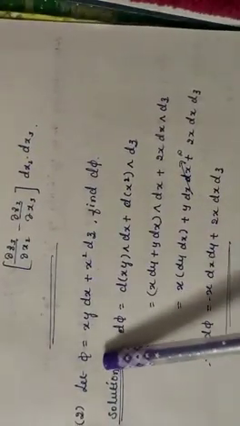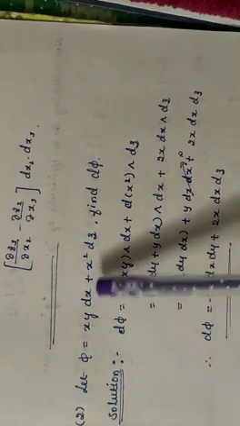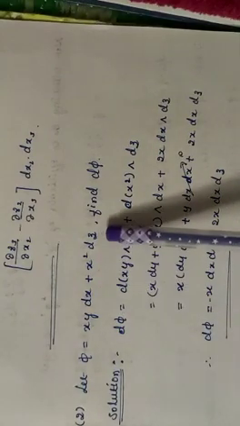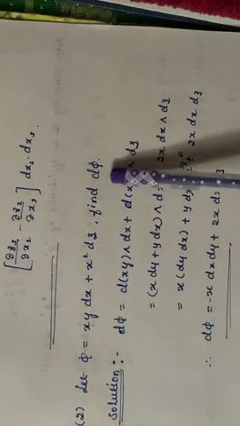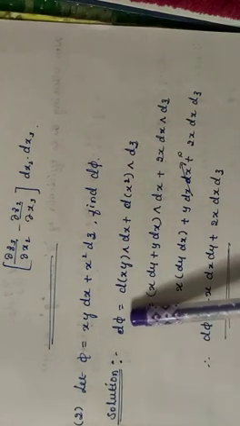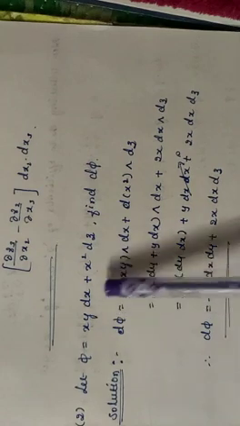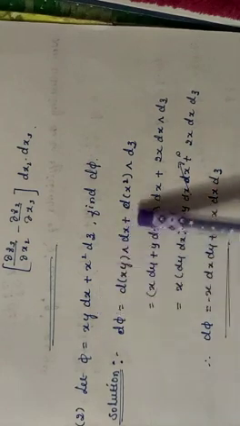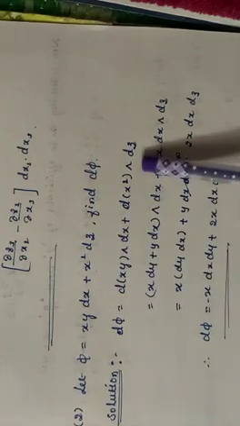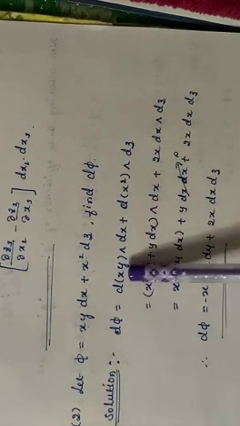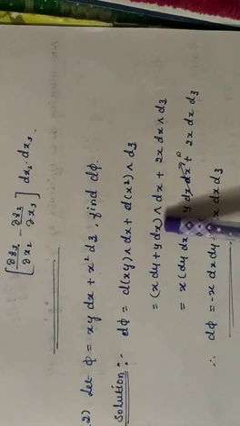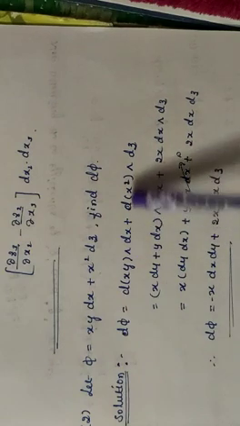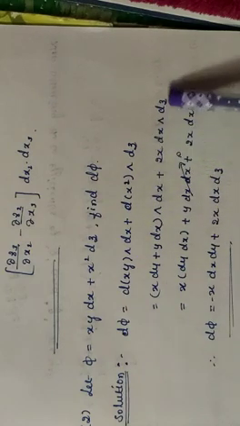Look here, for example 2, let pi equal xy into dx plus x square into dz. So here we find the exterior derivative of the function pi, meaning find d pi. Now d pi equals d of xy wedge dx plus d of x square wedge dz. Now look here, differentiate this one, we get x dy plus y dx wedge dx plus 2x dx wedge dz.